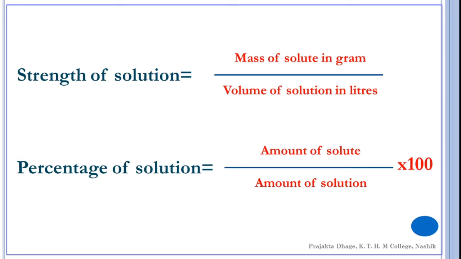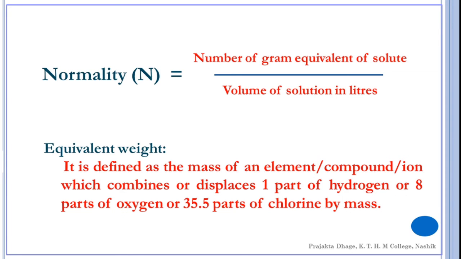Moving on to the next part, that is normality. The normality of a solution is defined as the number of gram equivalents of a solute dissolved per liter of a given solution. The symbol for normality is capital N, and it is the number of gram equivalents of a solute upon the volume of solution in liters.